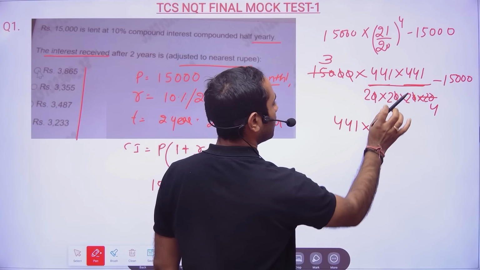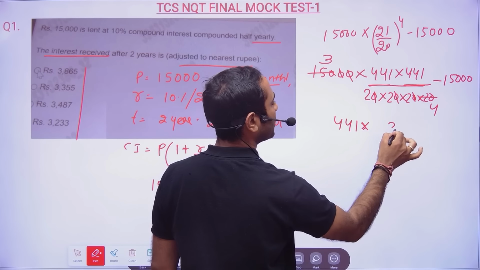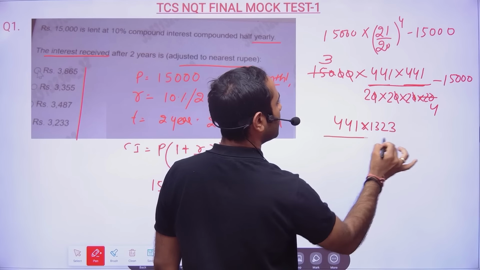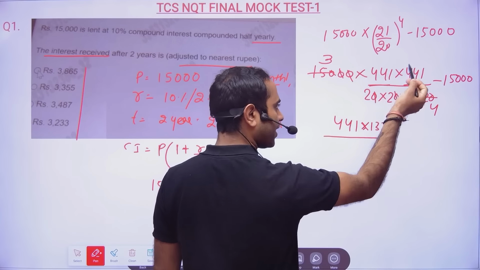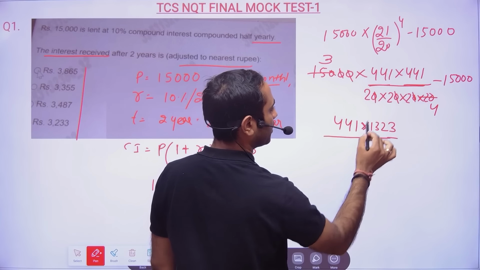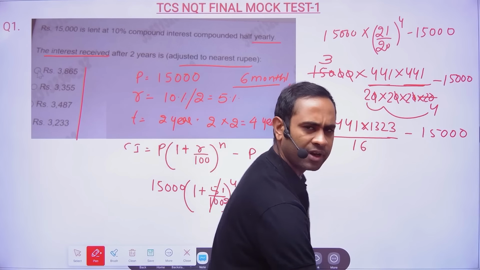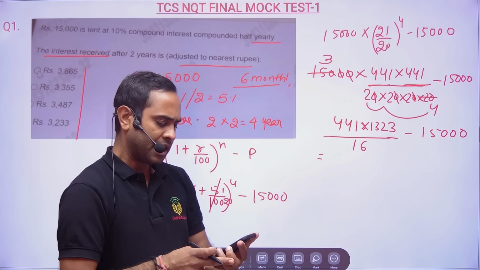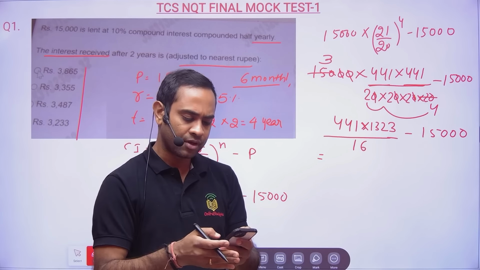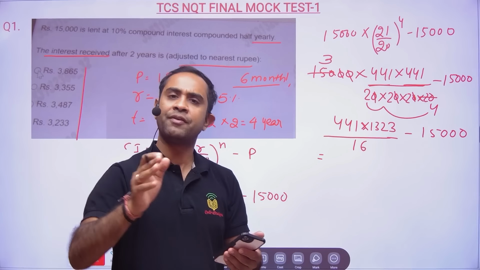441 into, if you multiply by 3, so 3 1s are 3, 3 4s are 12, and 12 into 1 is 13, so 1323. Okay, now 2 into 2 is 4, 4 into 4 is 16, and minus 15,000. This you solve, you will be able to get the answer. Use the calculator in the exam. On the screen a calculator will be there. If it is not there, then everyone has to do the calculation. See friend, even if I am a very good student, I still need to do this calculation.